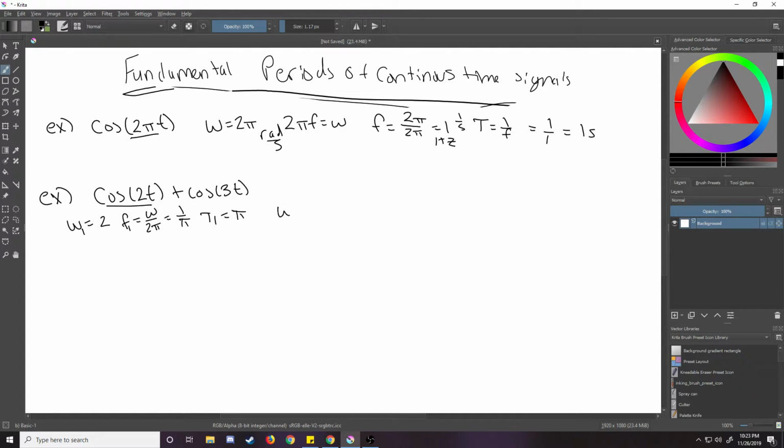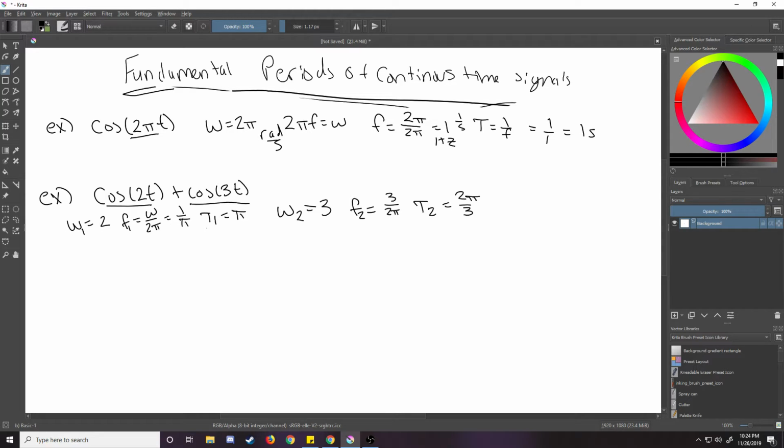Then you can solve for the second one. This term here, you see W is equal to 3. That means that F is going to be equal to 3 over 2 pi. And then T is going to be the inverse of that. It's going to be 2 pi over 3.